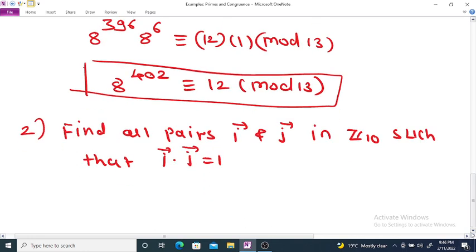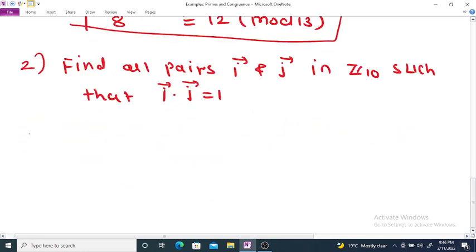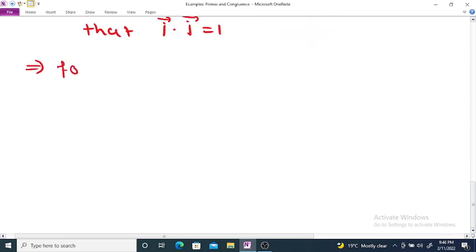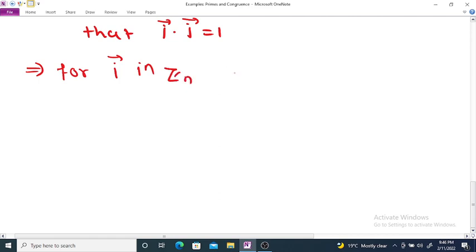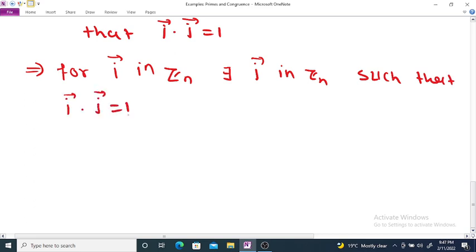Again, for I bar in Zn, there exists J bar in Zn such that I bar into J bar is equal to 1 if the GCD of I and N is equal to 1.